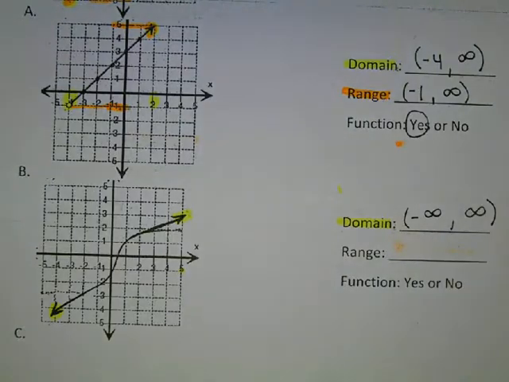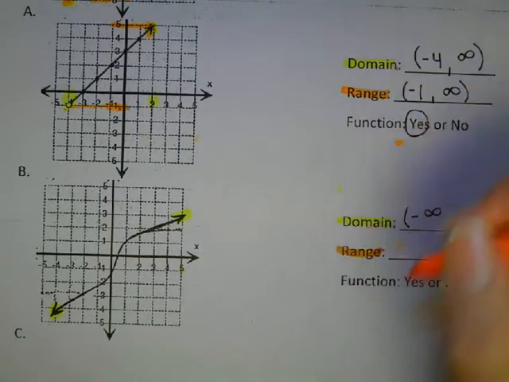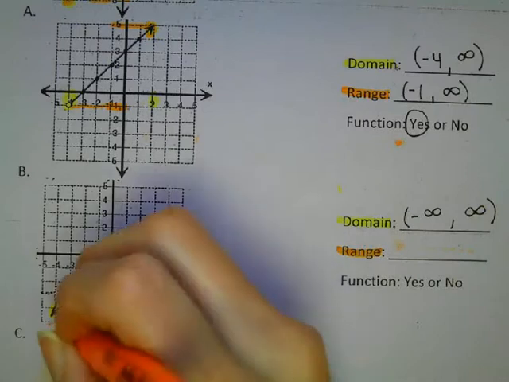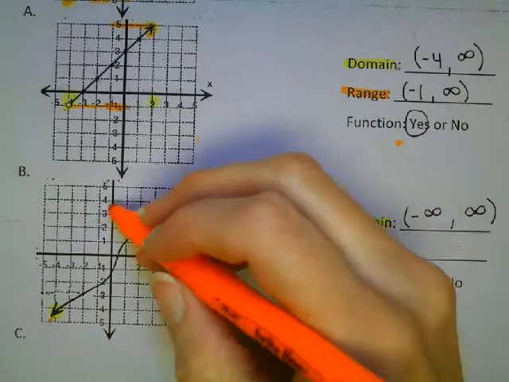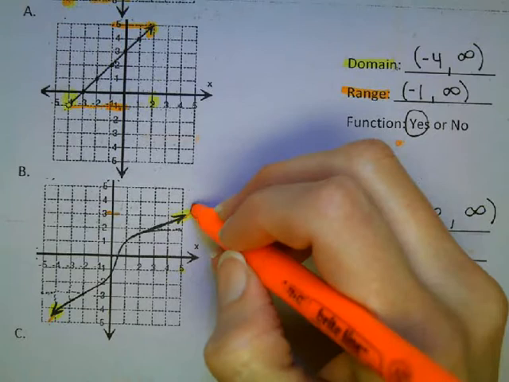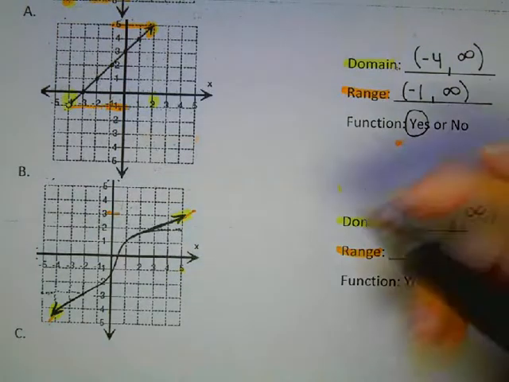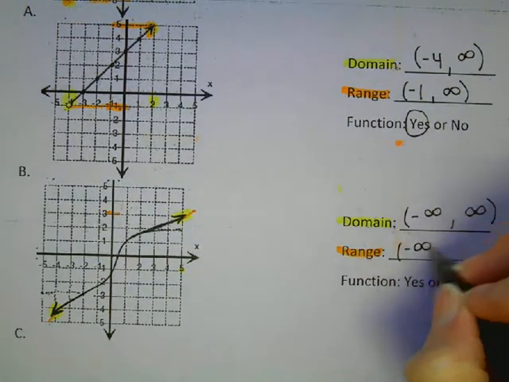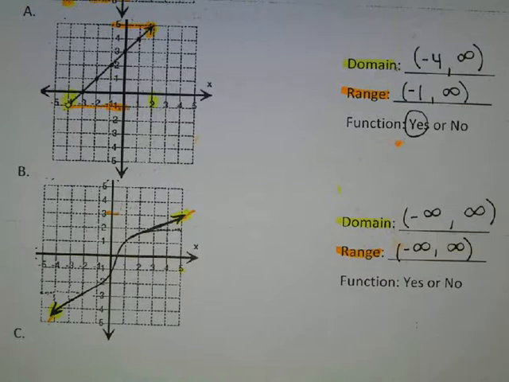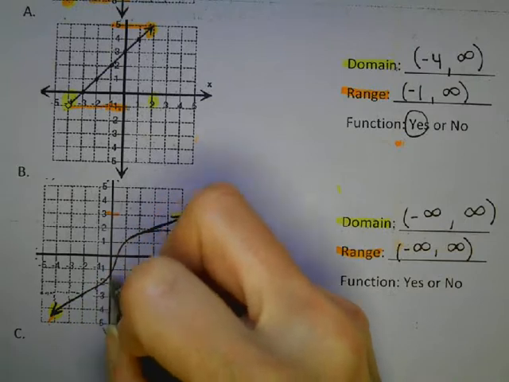Alright, let's look at our range. Range is up and down. So let's see, down here at -4, it's going to go down, and at 3, it's going to keep going up. So we're going to use the same thing, negative infinity to infinity. It's going on both directions, negative-wise and positive-wise. So, is this one a function? And the idea, there's no vertical line that you can see that has more than one point on it. So yes, it is a function.